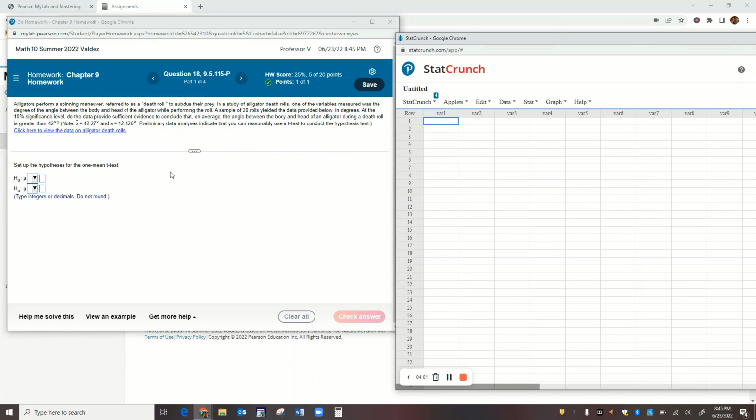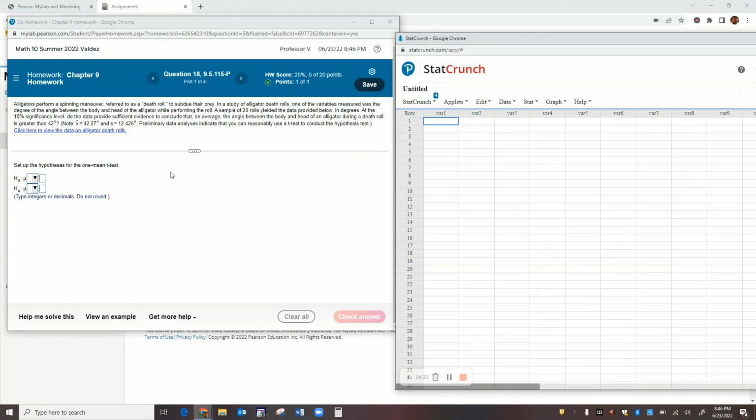So, alligators perform a spinning maneuver referred to as a death roll to subdue their prey. In a study of alligator death rolls, one of the variables measured was the degree of the angle between the body and head of the alligator while performing a roll. A sample of 20 rolls yielded the data provided below in degrees. At the 10% significance level, do the data provide sufficient evidence to conclude that, on average, the angle between the body and head of an alligator during a death roll is greater than 42 degrees?